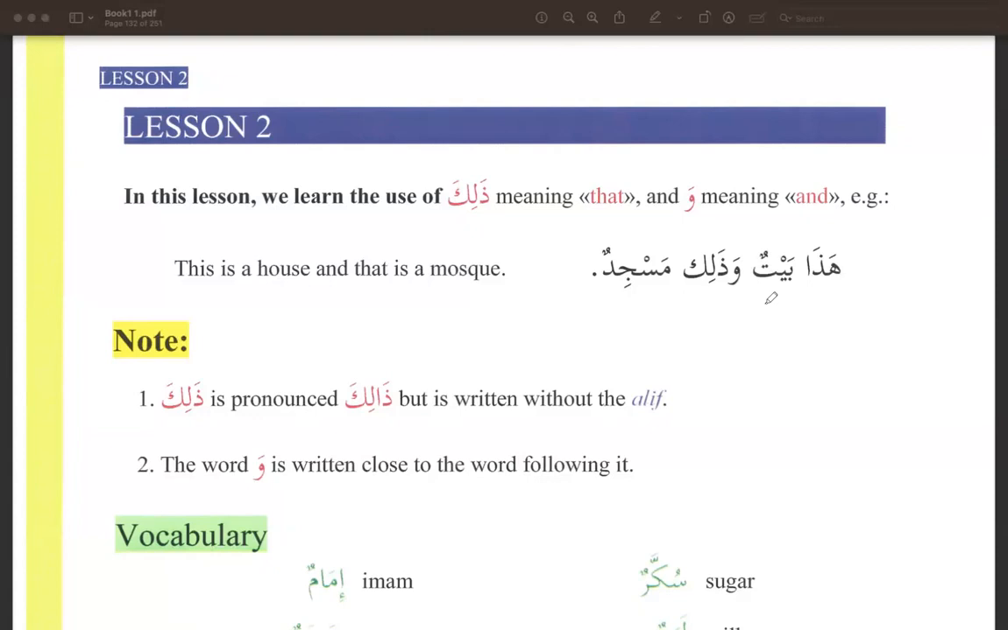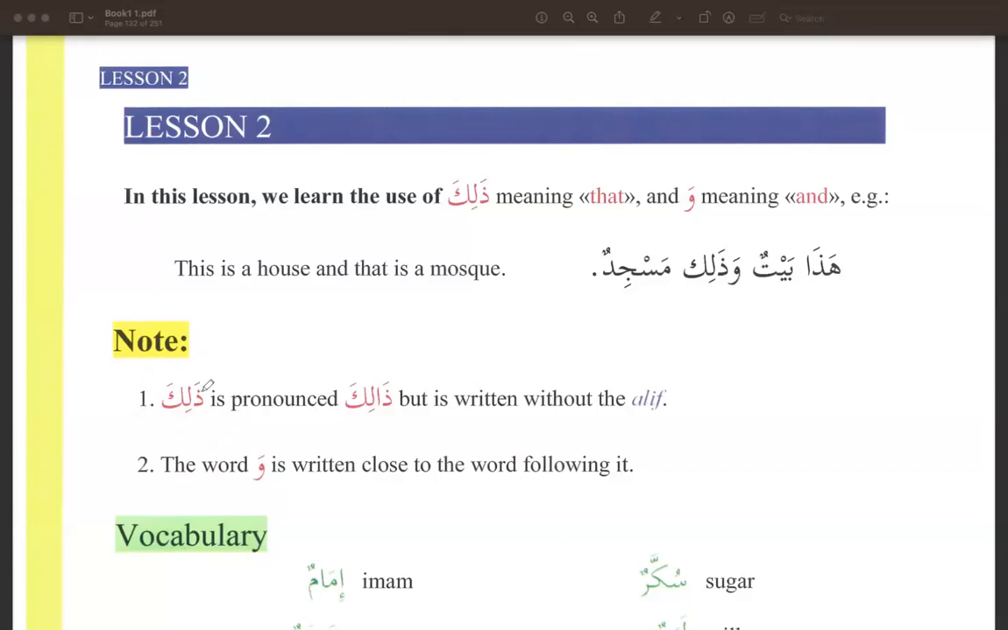وذلك مسجد. هذا بيت. This is a house, and that is a mosque. Note, ذلك is pronounced ذلك, but it is written without the alif. As you can see in this example, if you were to pronounce it literally, you would say ذلك, but that's not how you pronounce it.